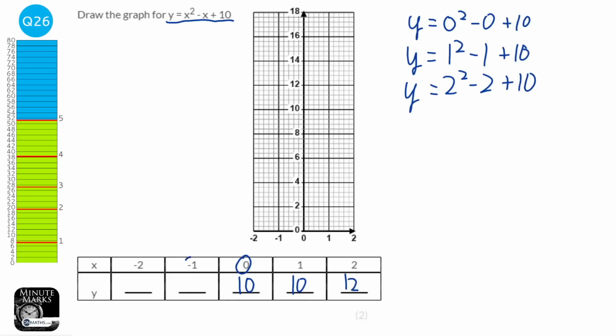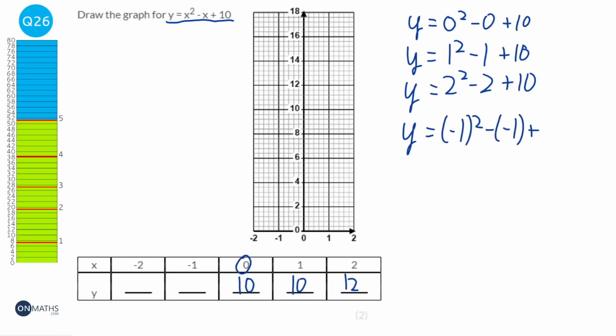Now we're going to do the negative, so we're going to look at minus 1. So it's y equals minus 1 squared, and it's going to be minus minus 1 plus 10. So a little bit more complicated here. Minus 1 squared is just 1. Now here you have 2 negatives together. When you have 2 negatives together, it makes a plus. So we've got 1 plus 1 plus 10, which is going to be 12.